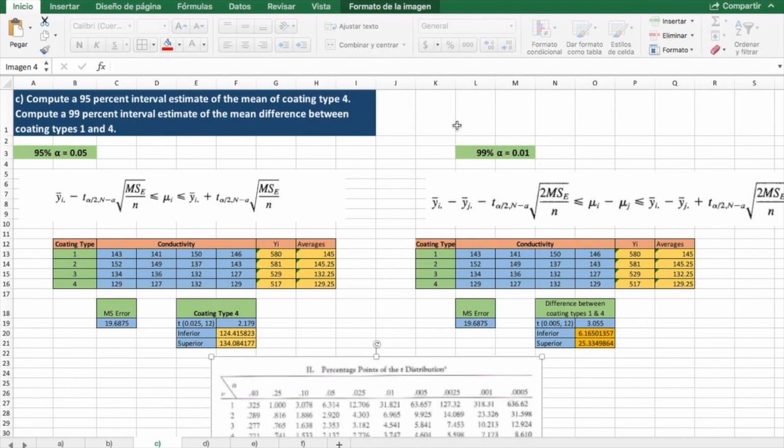The next question is: compute a 95% interval estimate of the mean of coding type 4. Then compute a 99% interval estimate of the mean difference between coding types 1 and 4. First, we are going to obtain the 95% interval. So this means that we have an alpha of 0.05. So the formula tells us.